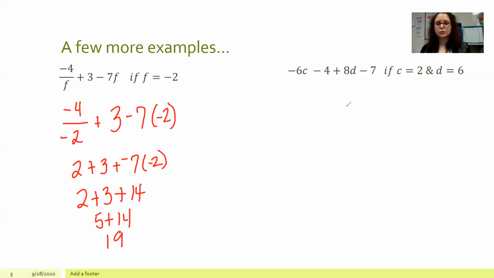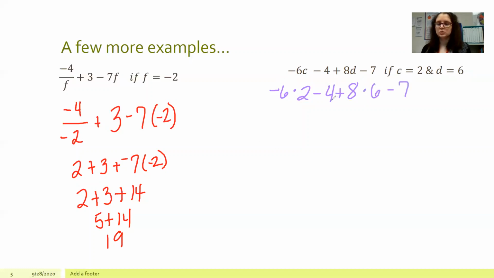Okay, and our next example, we have negative 6 times c minus 4 plus 8 times d minus 7. So we have two different variables, but thankfully our instructions say solve if c equals 2 and d equals 6. So we have what each variable represents. So you have to pay attention to these. You want to make sure you are writing down the correct number in the correct variable. So negative 6 times c is 2 minus 4 plus 8 times d is 6 minus 7.